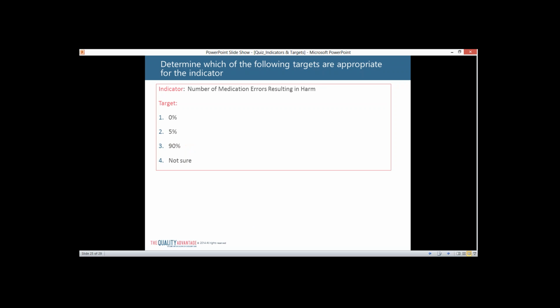Let's take a look at another one. This indicator is number of medication errors resulting in harm. Which of these targets is an appropriate target? So remember, the first thing to do is to say, what kind of an indicator is this? Is it an outcome, a process, or balancing measure? And then what might be an appropriate target based on that? I'll give you another 30 seconds.